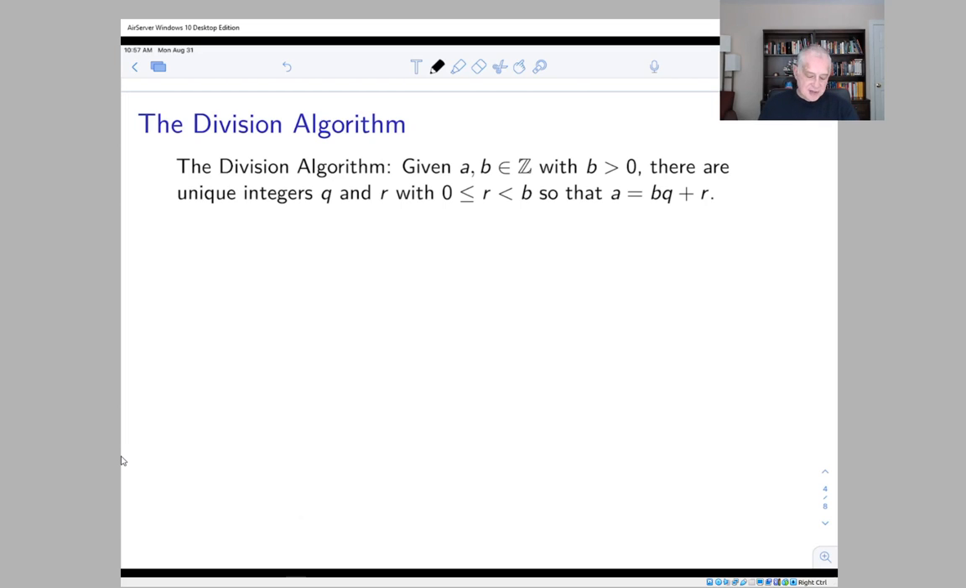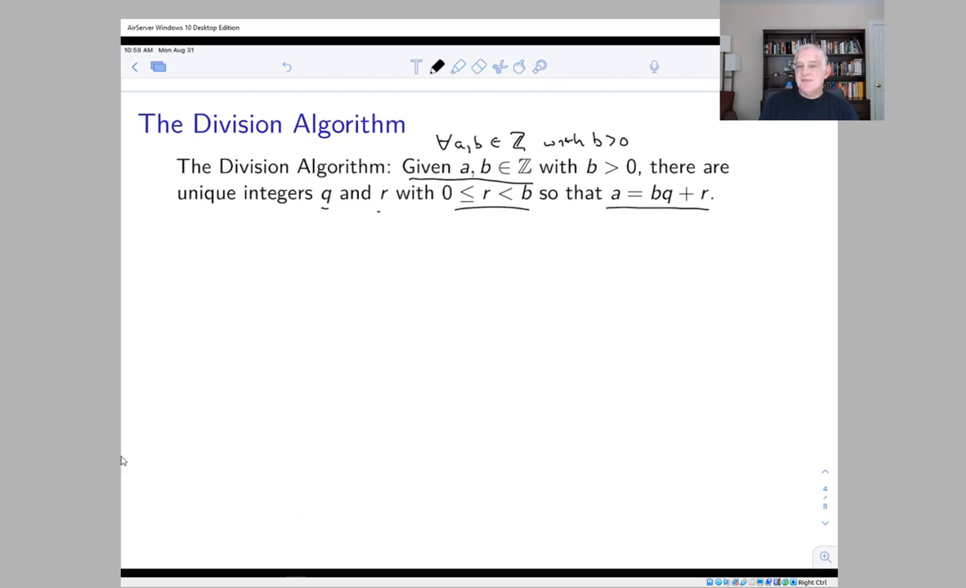So the first one is the division algorithm. The division algorithm says, given a, b in the integers, it's important that it's the integers. And again, this is a universal quantifier. This could be written for all a, b in Z, such that b is bigger than 0. So maybe a better way to have written this would have been for all a in Z and for all b in Z bigger than 0, there are unique integers q and r with r between 0 and b so that a equals bq plus r.